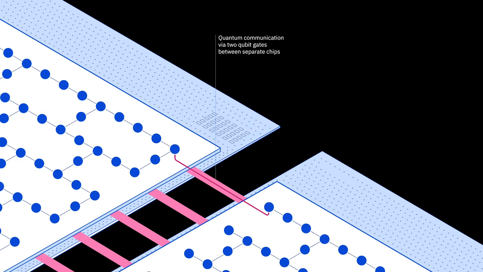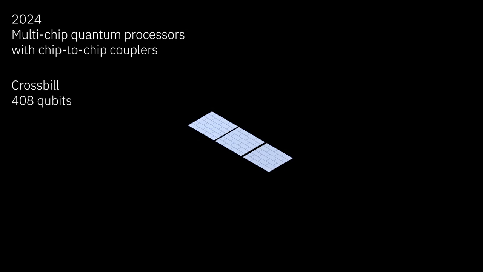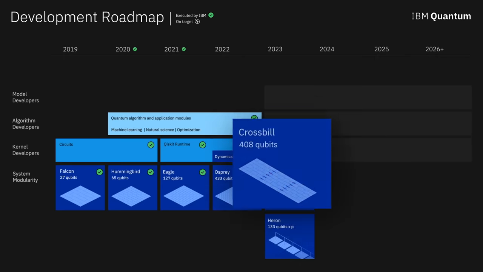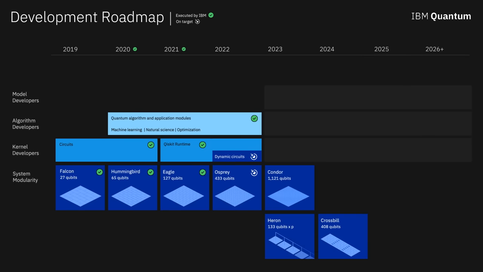The technologies that we've developed for chips with large numbers of qubits will still be critical. The larger the component chips are, the simpler and more reliable our systems will be. So when will this be ready? Well, we're aiming for 2024 in our roadmap to demonstrate a 408-qubit device consisting of multiple chips joined by this modular coupler. We're calling this processor Crossbill. So 2024 is going to be a big year. Not only because of this, but because of the next thing I'm going to talk about.